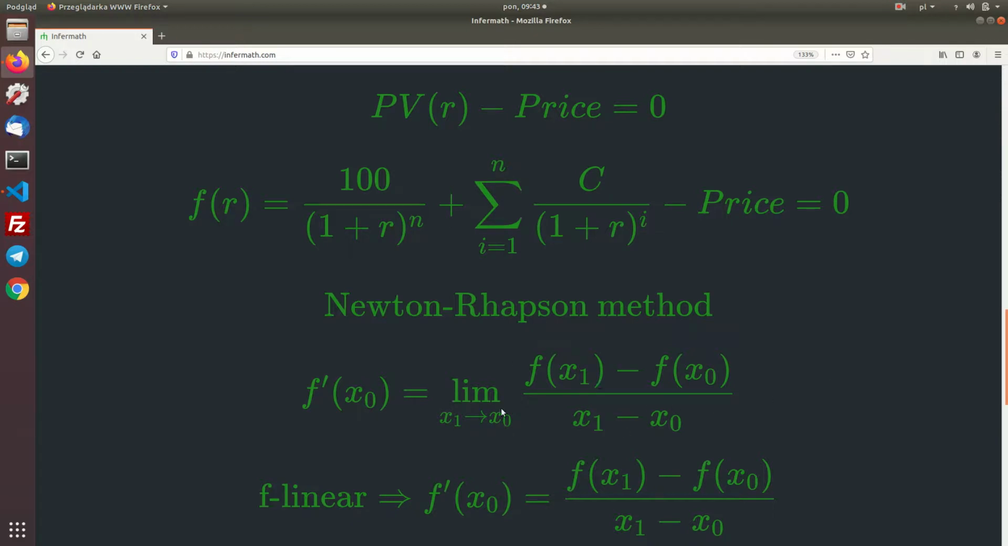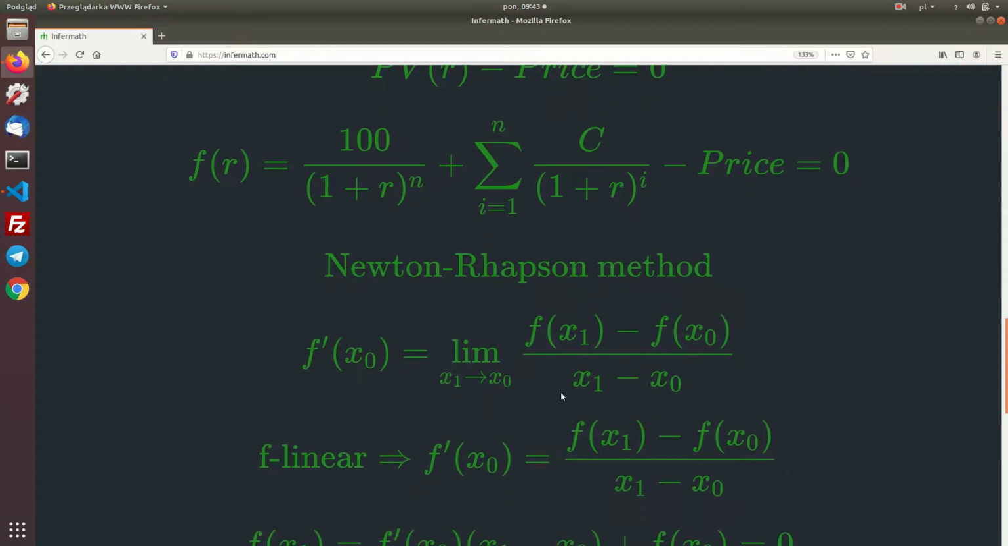This is true for all functions that have the derivative. If the function is linear, we can say a little bit more, because this ratio is constant. Derivative of a linear function is constant, this limit is constant, and also this ratio is not dependent on the choice of those 2 points. It will always be the same.